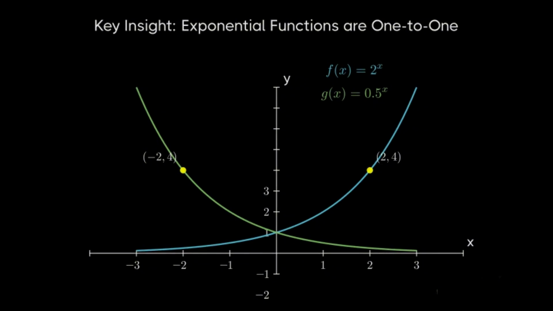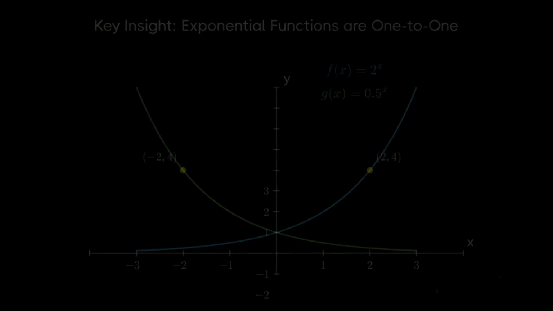Understanding that exponential functions are one-to-one is fundamental to working with exponential equations. It's what guarantees that when k to the n power equals k to the m power, n must equal m, giving us a powerful tool for simplifying and solving exponential relationships.